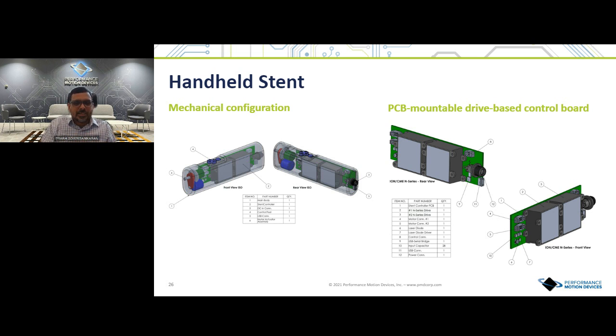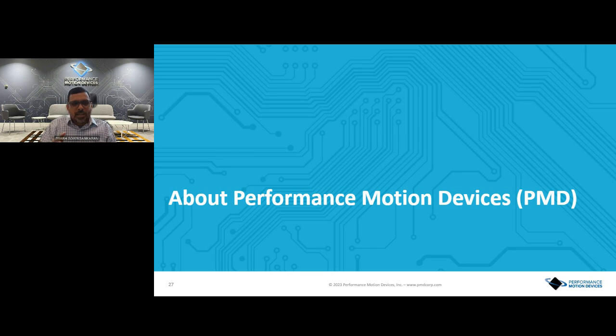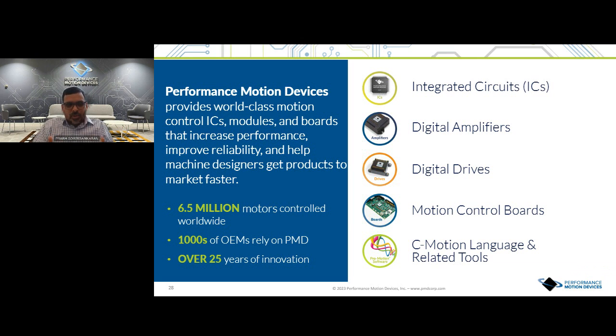So with that, I'll switch over to quickly giving you highlights of PMD, because I wanted to give you time to ask your questions. PMD has been around for 20 years. We control more than 6-7 million motors worldwide. We typically are used for super precise motion control, like microscope stages, and it's used a lot in mobile robotics.